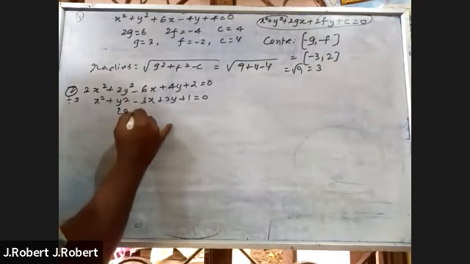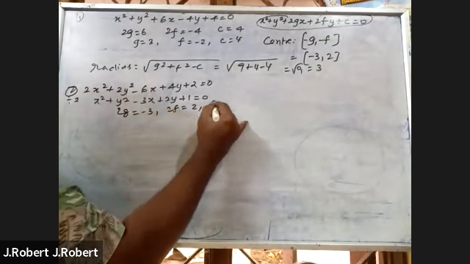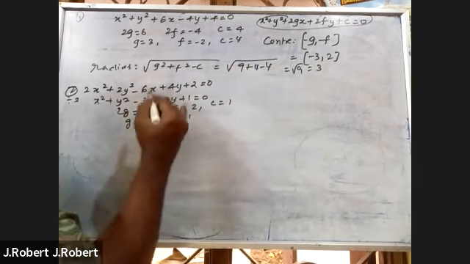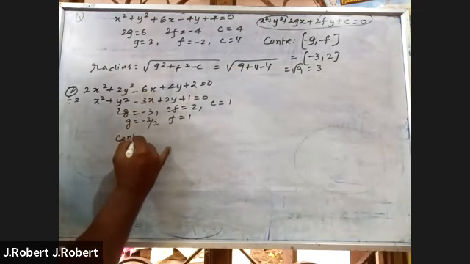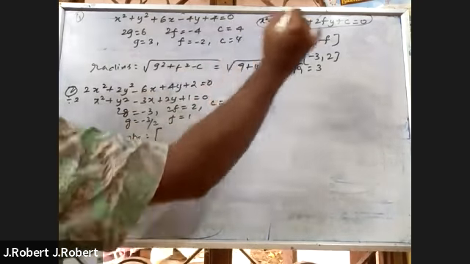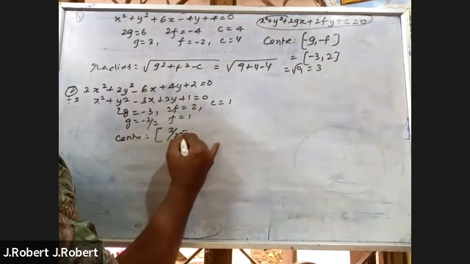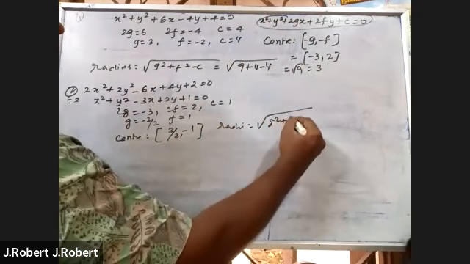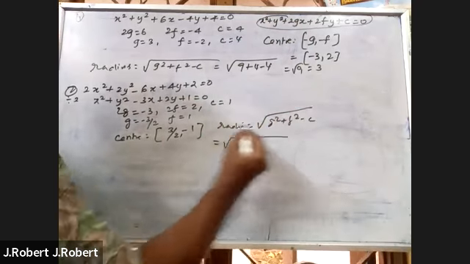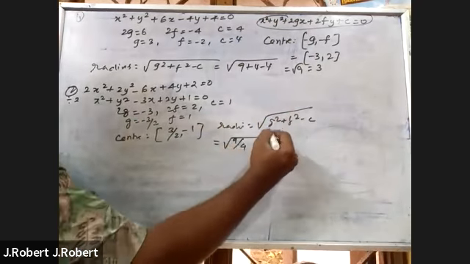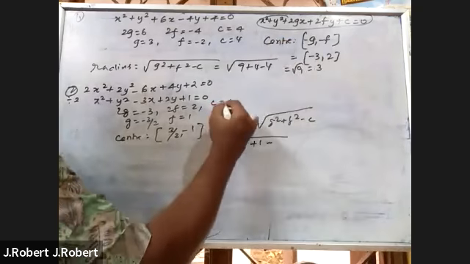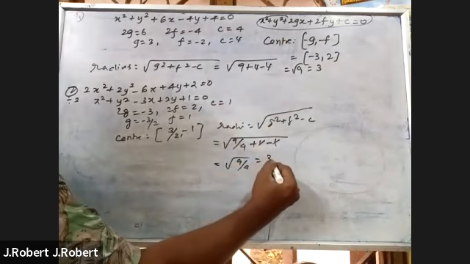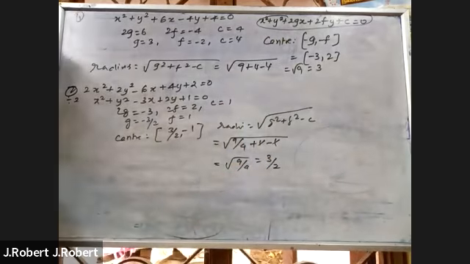Now we'll get 2g equal to minus 3, 2f is equal to 2, and c is equal to 1. Your g is equal to minus 3 by 2, f is equal to 1. Now we have to find out the center. Your center is minus g comma minus f, that is 3 by 2 comma minus 1. Then the radius, your radius formula is square root of g square plus f square minus c. What is g square? 9 by 4 plus 1 square, 1, minus 1. This 2 will get cancelled. Therefore, we have square root of 9 by 4, which is nothing but 3 by 2. That is called the radius of the circle.